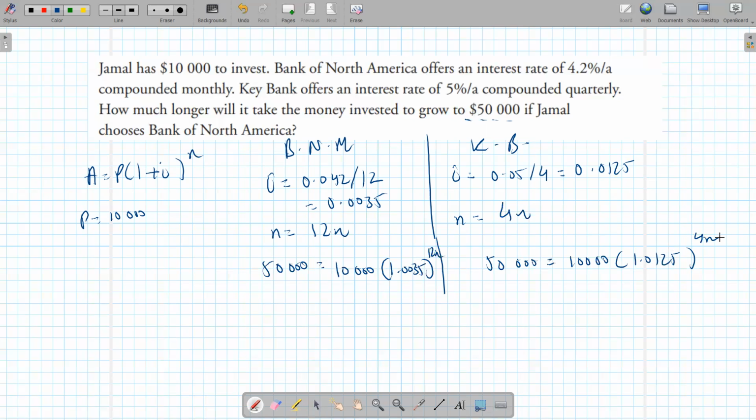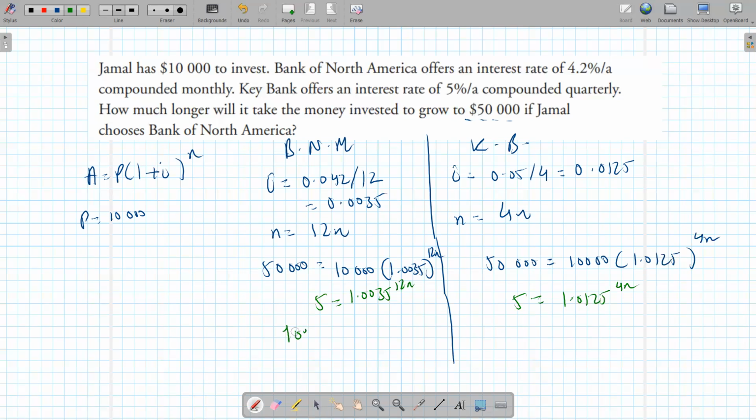Like that. All right, what do we do first to solve this for time, n? You divide by 10,000, right? So 5 is equal to 1.0035 to the power of 12n, and 5 is equal to 1.0125 to the power of 4n. Now you have to use log.